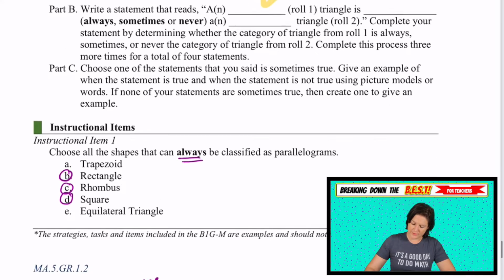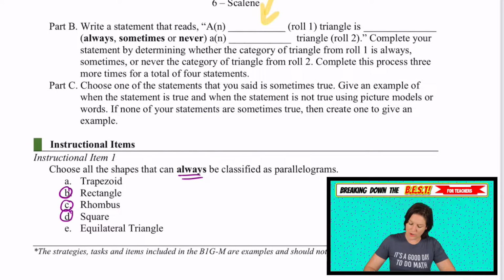And then for this one, it says choose all the shapes that can always be classified as parallelograms, which means having 2 pairs of parallel sides. That would be a rectangle, a rhombus, and a square will always be parallelograms. Now, a trapezoid could sometimes be considered a parallelogram, but not always, so we can't mark that one.